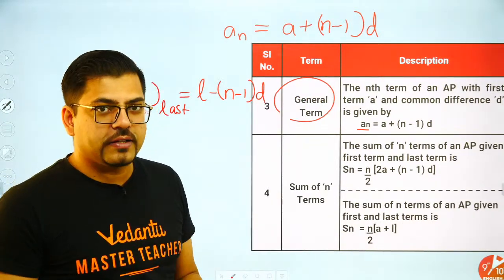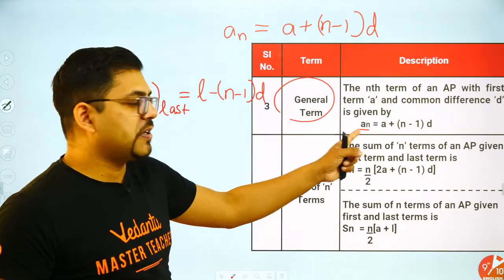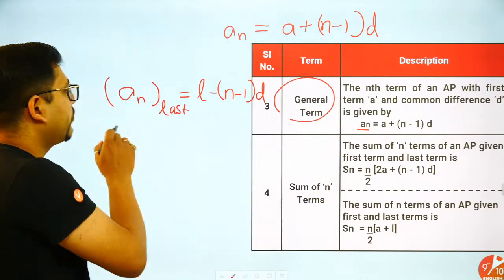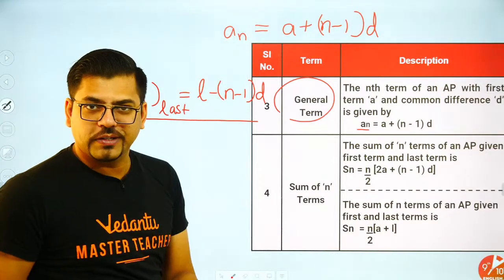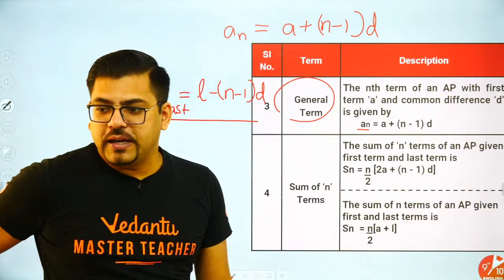Did you all understand that there are two formulas of nth term of an AP? Nth term from starting and nth term from last. Cool? Chalo. If you all understood that, then let's move on.